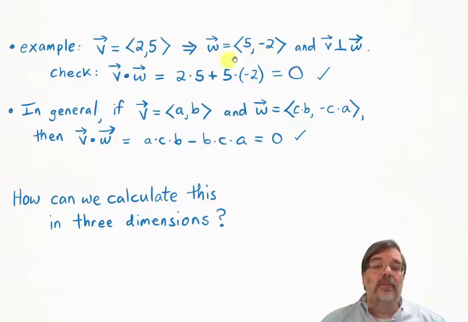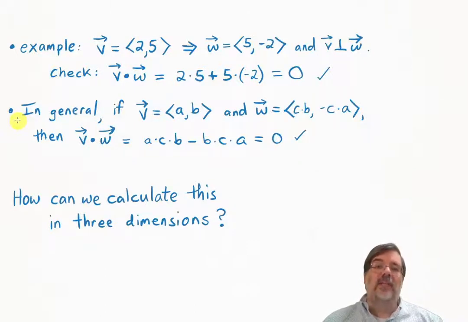And if you want to double check that these two vectors are perpendicular, you could calculate their dot product. The dot product of v and w is 2 times 5 plus 5 times negative 2. That's 10 minus 10, which is 0. So that checks out.